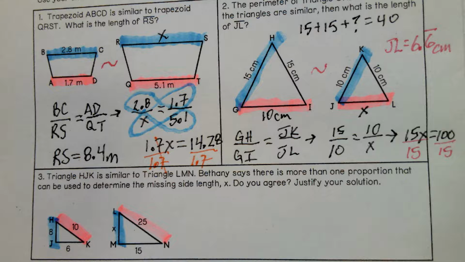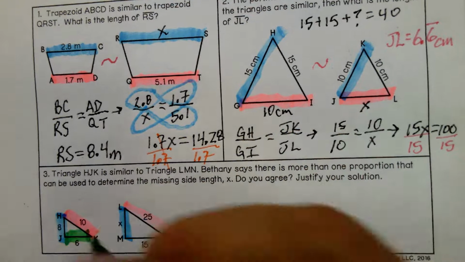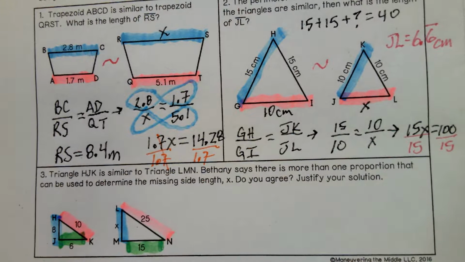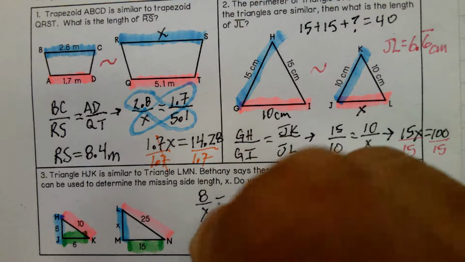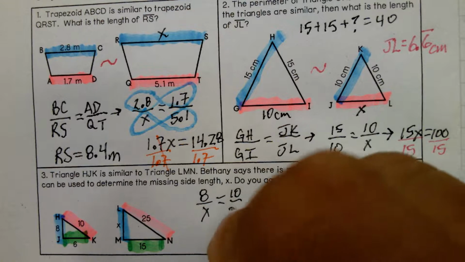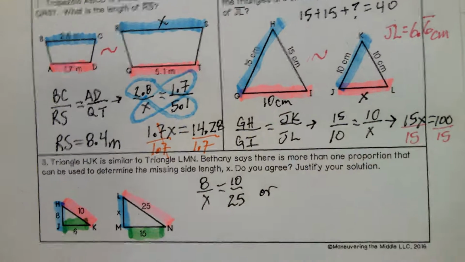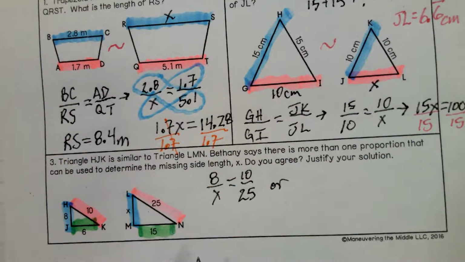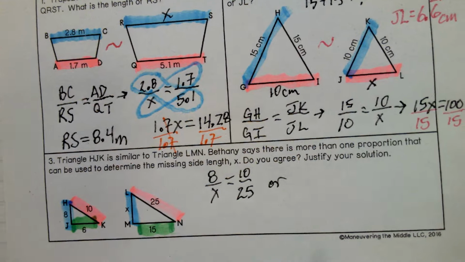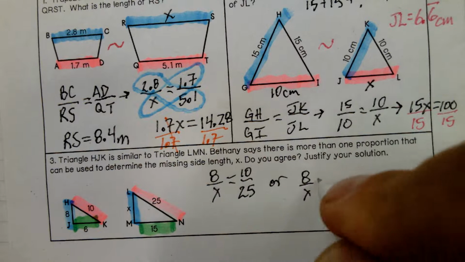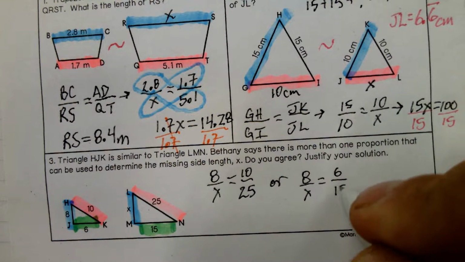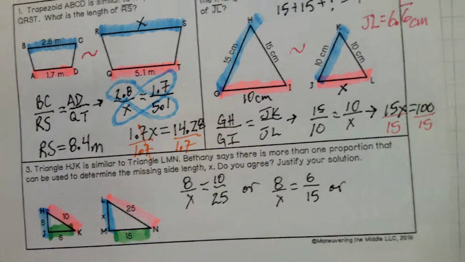Okay, let me get a different color. Okay, green. So let's just write down a couple of proportions that would work. We won't necessarily solve them, but we could do 8 over x equals 10 over 25. Or, can someone give me a different one? It has to have 8 and x, of course. Yes. 8 over x equals 6 over 15.